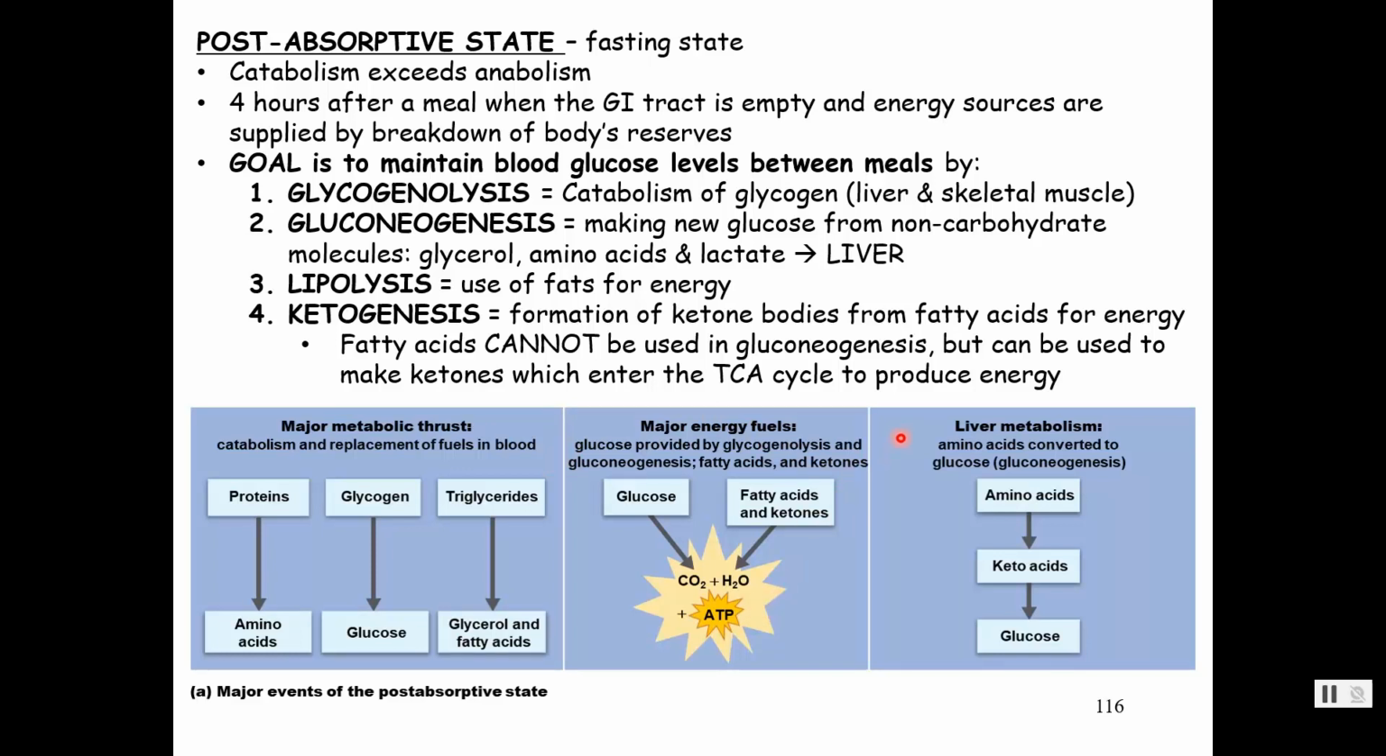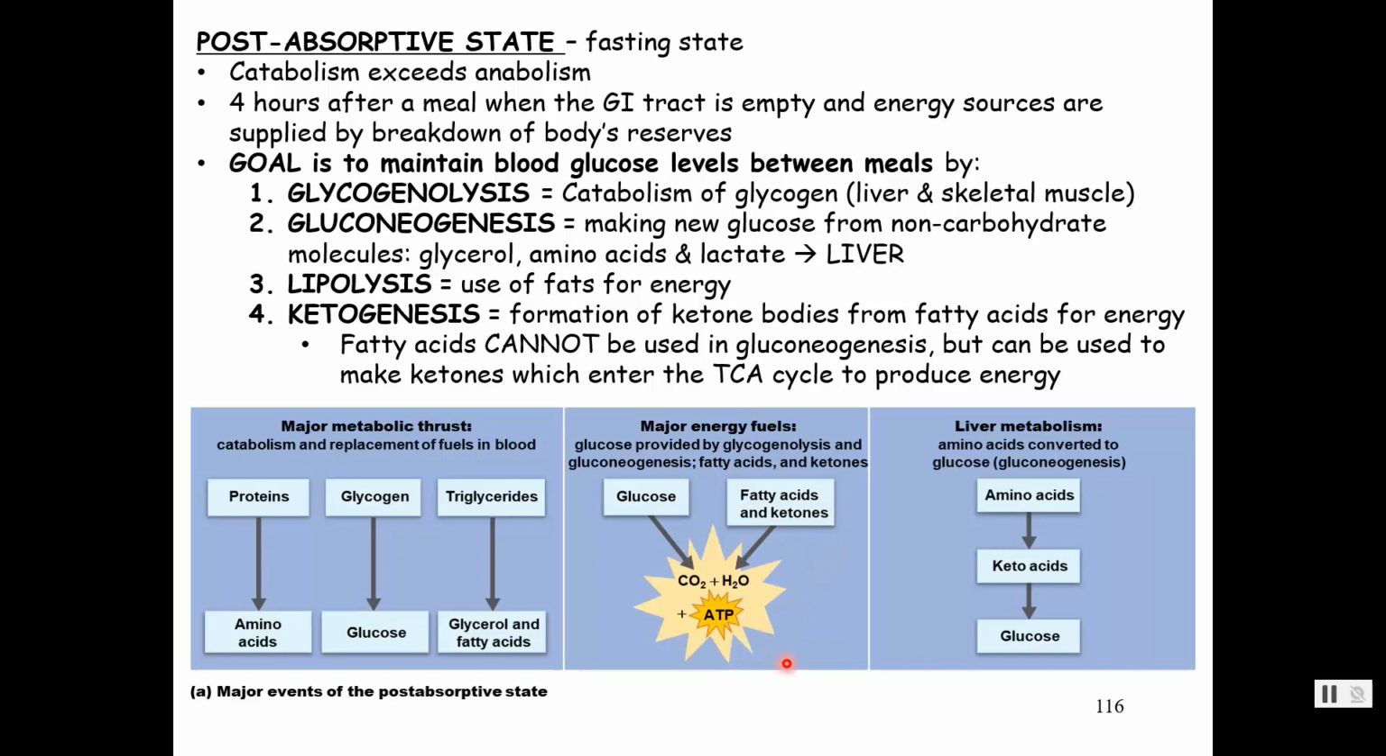In liver metabolism, amino acids, like we already said, are converted to glucose by gluconeogenesis. So it goes amino acids, keto acids, and then it can build glucose. That breakdown of fats for energy is called lipolysis. And then ketogenesis is the formation of ketone bodies from fatty acids for energy. Fatty acids cannot be used in gluconeogenesis, but they can be used to make ketones, which then enter the citric acid cycle. That's why this says fatty acids can be burned, and you don't see fatty acids being converted to glucose.